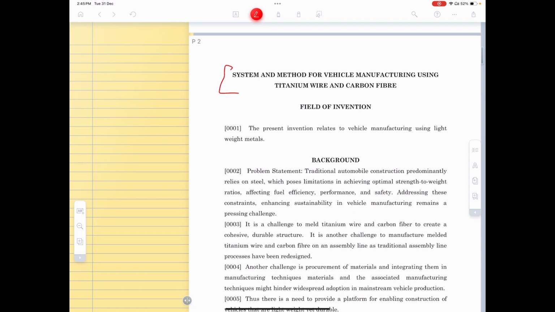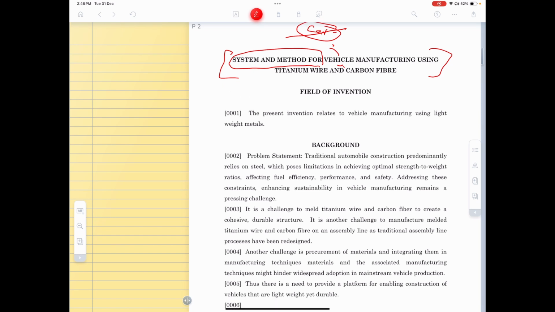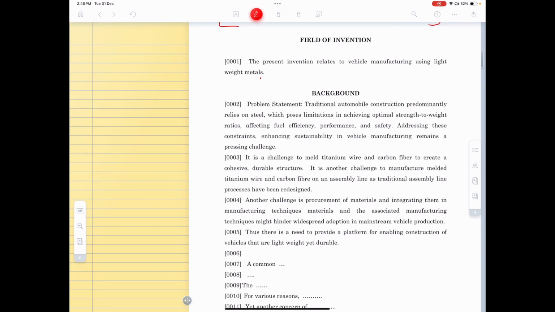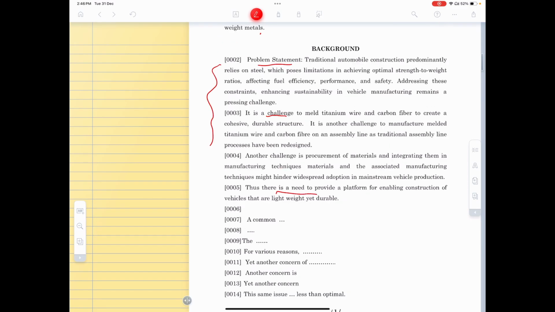specification. So the title, what we added was just this. Instead of car, I've got vehicle. So I just replaced the word car with vehicle. So: vehicle manufacturing using titanium wire and fiber. This was given to us. So the heading was added. This particular thing was added. The problem statement comes over here. The challenge comes over here. So we lay out what the problem is.